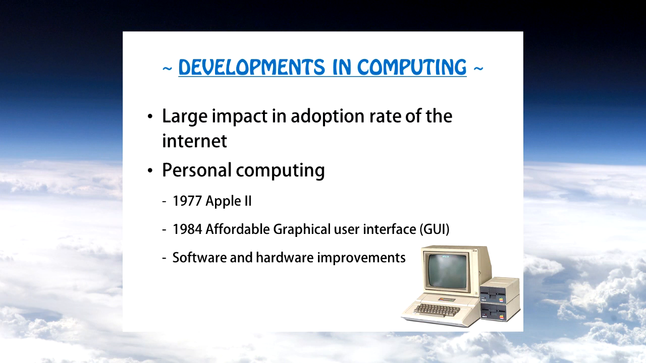Now, one of the biggest factors in the adoption of the internet is personal computing. Personal computing is something that we pretty much all use today. Most of us have a laptop, most of us have a smartphone. But it didn't just start like that, it had to develop. The first development in personal computing was the 1977 Apple II, which you can see right here. This computer was the first mass-produced, widely available personal computer.